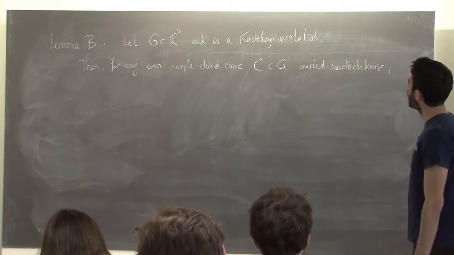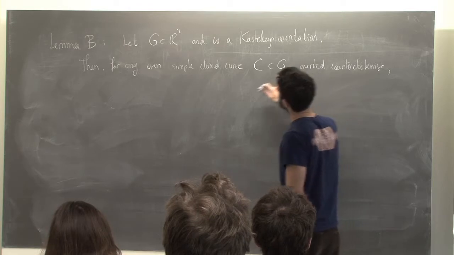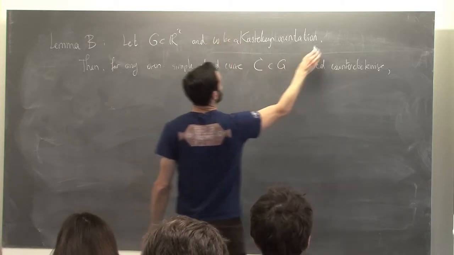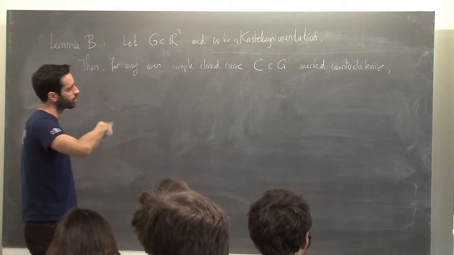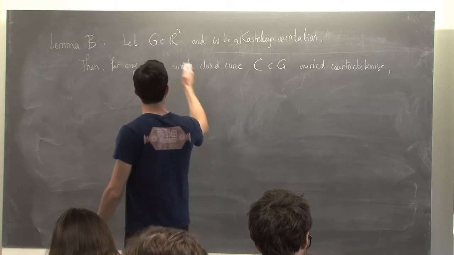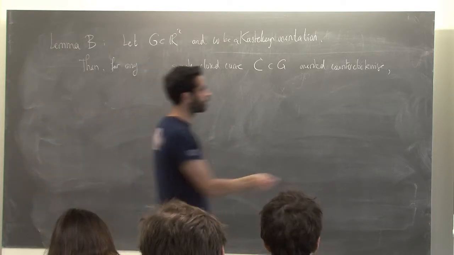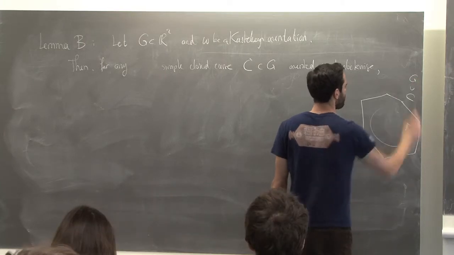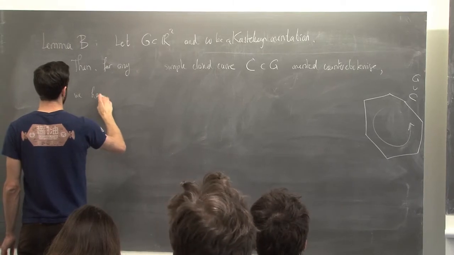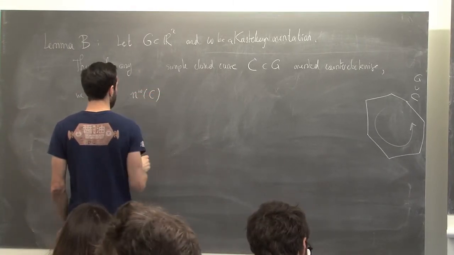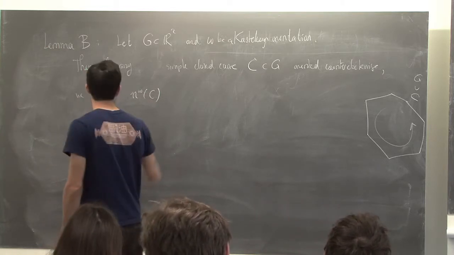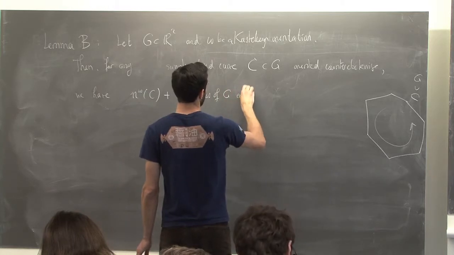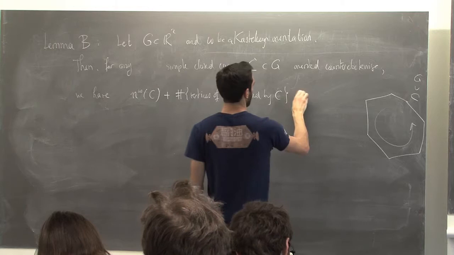So G in the plane, omega a Castellan orientation. Then for any even simple closed curve C in G oriented counterclockwise, actually I don't need it to be even. For any simple closed curve oriented counterclockwise, so imagine you have a huge curve that is oriented like this, that is in G. We have that n omega of C plus the number of vertices of G enclosed by C, this is always odd.